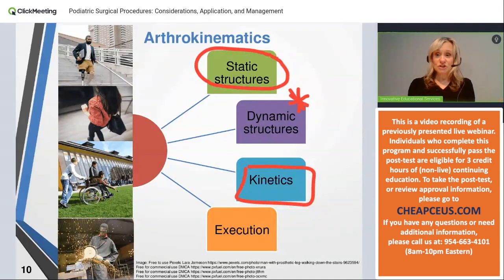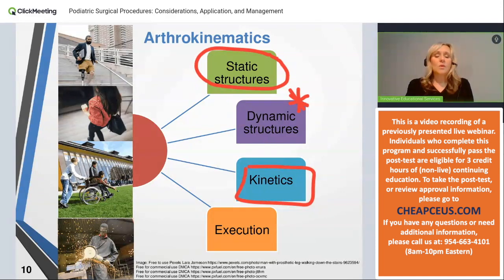And that's for just return to function as well as work, because even our elderly patient who is just doing their regular functional activities, at some point that lady may carry a pocketbook or that gentleman may carry a bag of groceries, and that's an external load. So we don't want to forget that.